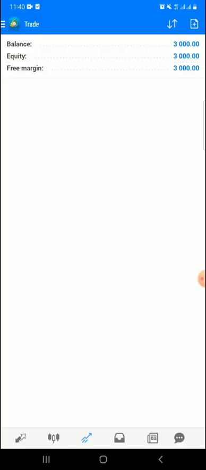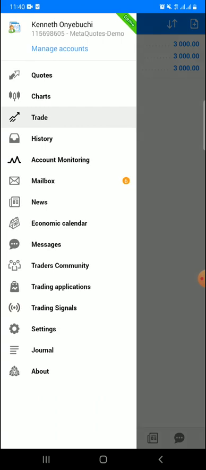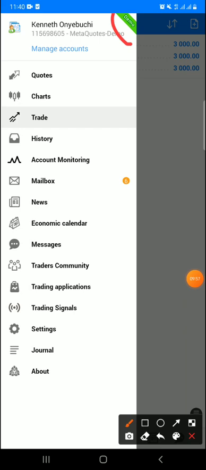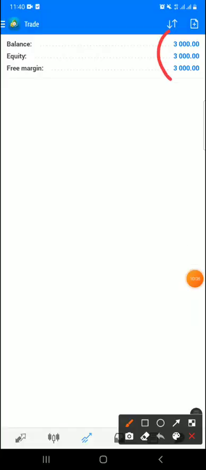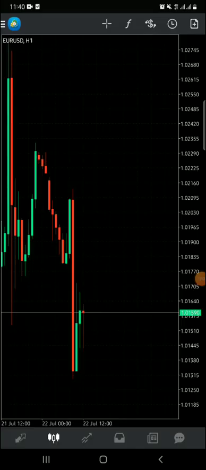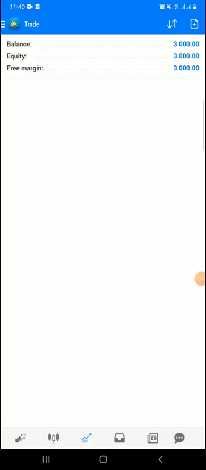Now, the second thing we are going to be treating is this: because this is a demo account, I just created it for the sake of this mini course. The demo account is fake money. This demo account has a total of 3,000 USD. This is the dollar that is available, that is funded in this account.